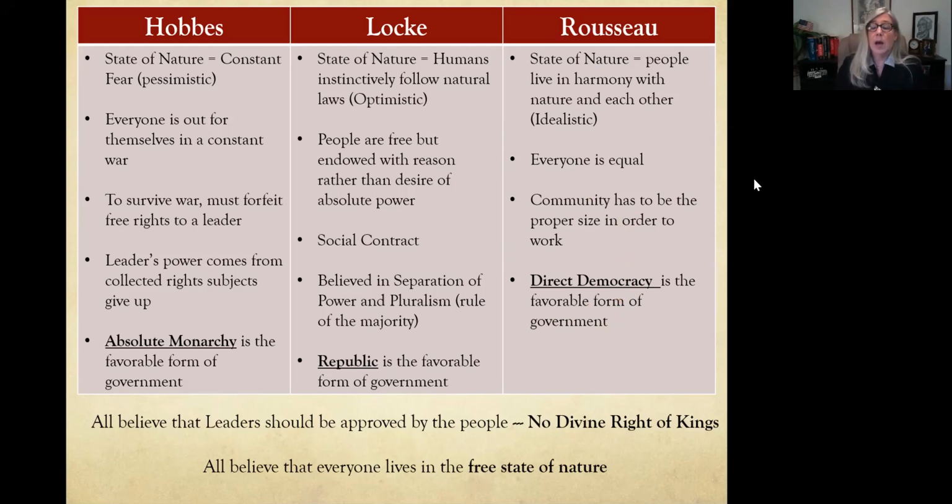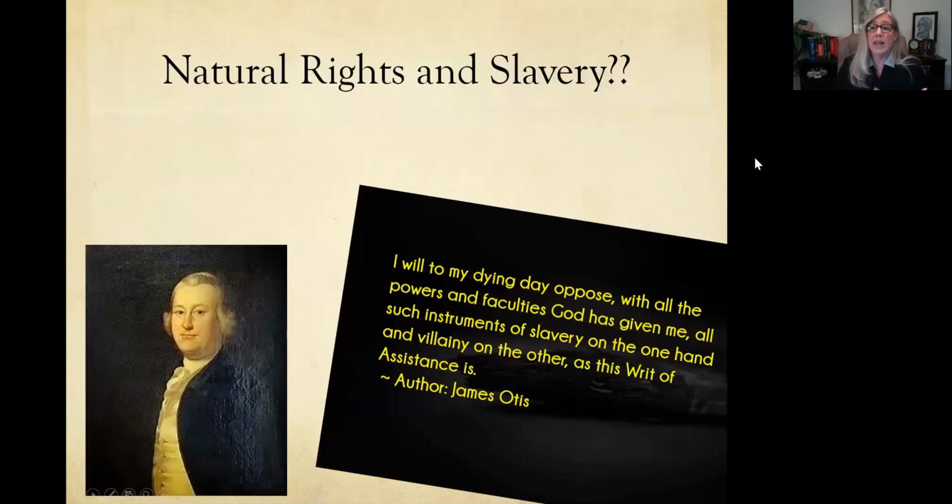So these are some of the philosophies that will feed into the Stamp Act Congress and some of the Sons of Liberty and some of those new ideas that are beginning to come about.